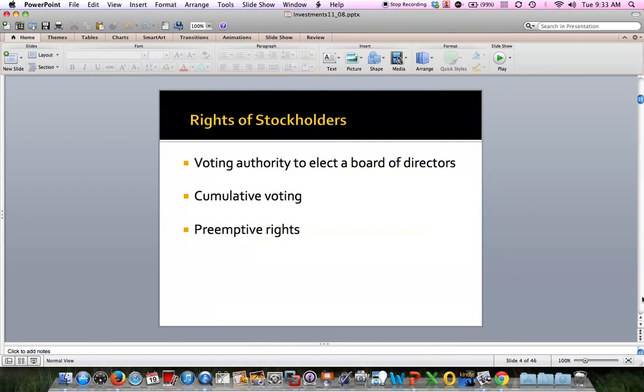So rights of shareholders, of course, includes voting authority to vote for the members of the board of directors, cumulative voting rights, and preemptive rights. And a preemptive right is the right to own a proportional share of stock, and that's on page 269. So if a company issues new stock, they have to go to their existing shareholders and offer to sell shares to existing shareholders in order to make sure that they have the same proportion of investment that they had before.